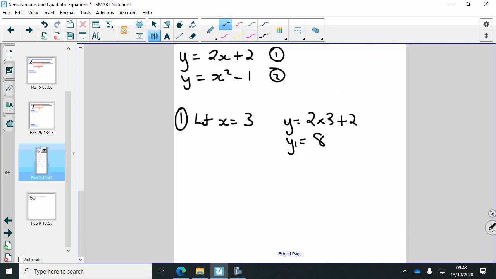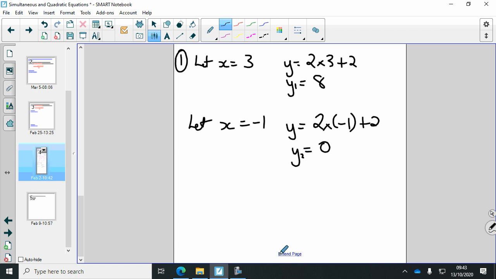Okay. And similarly, if we let x equal minus 1, which was our second answer, y is going to be 2 times negative 1 plus 2, and that gives an answer of 0. We'll call that y2.